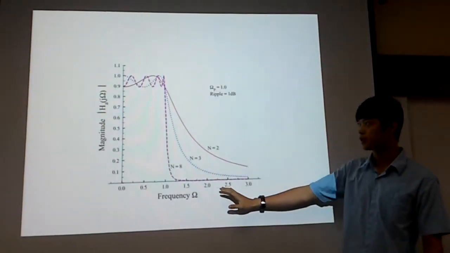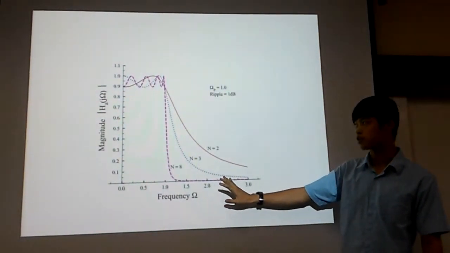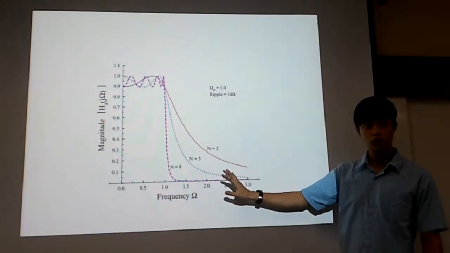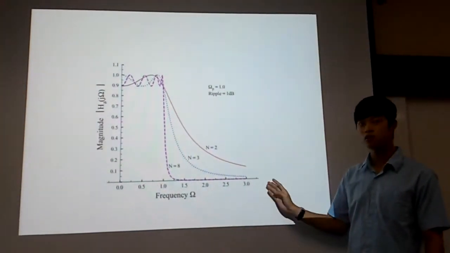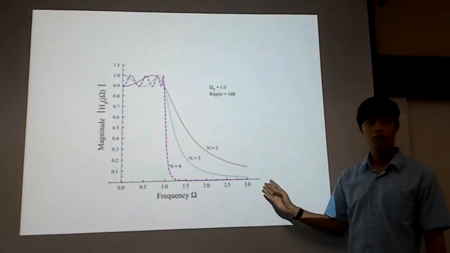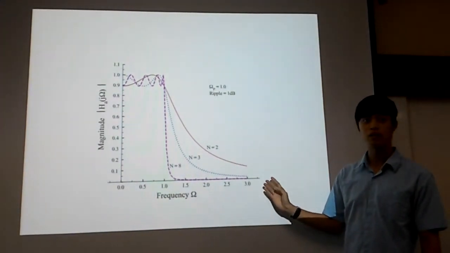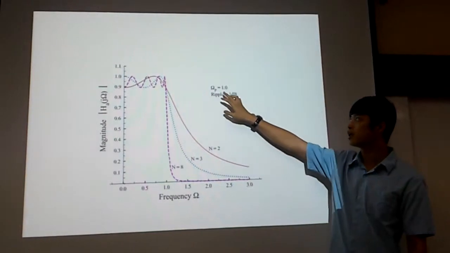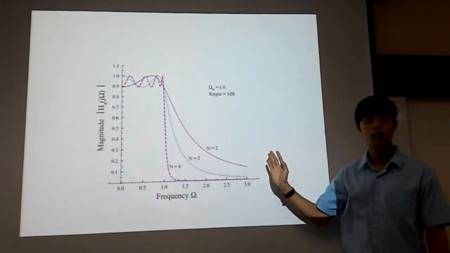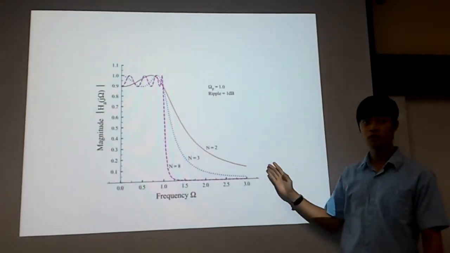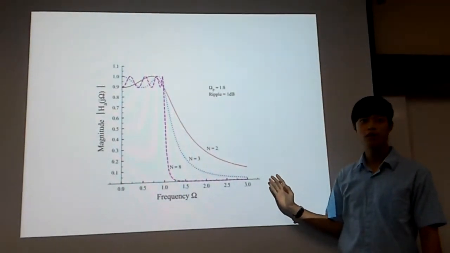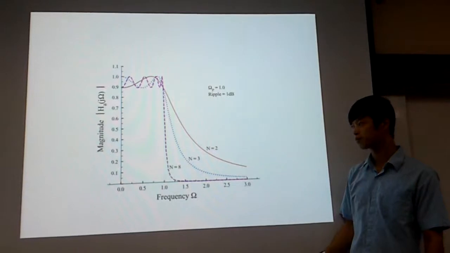Now we're going to explain the graph of the Chebyshev low pass filter. This figure shows the magnitude response of the Chebyshev type 1 with the same normalized passband edge, which means that omega p is equal to 1. When the filter order N increases, the number of passband ripples will increase, and the roll-off rate will increase too.